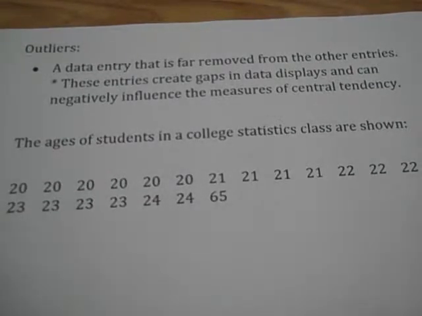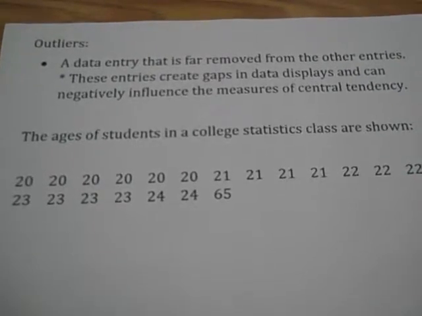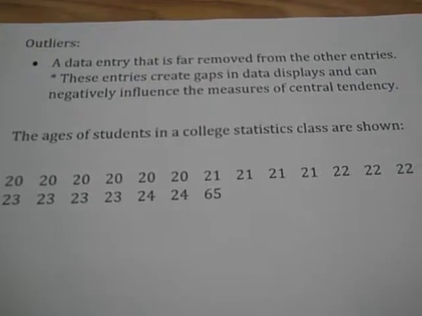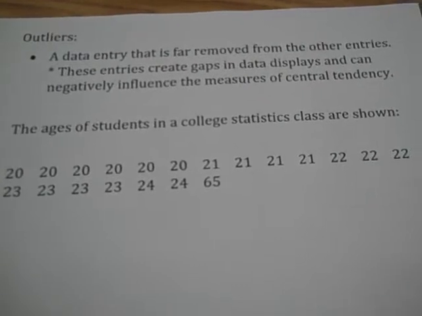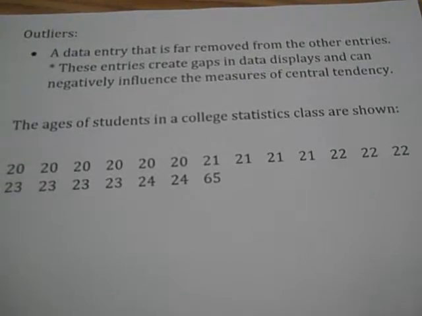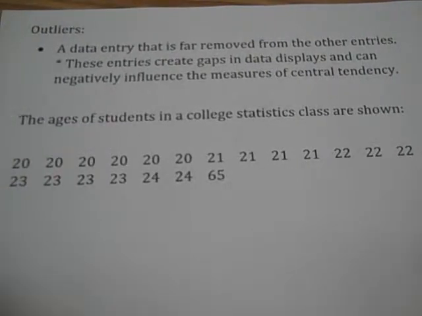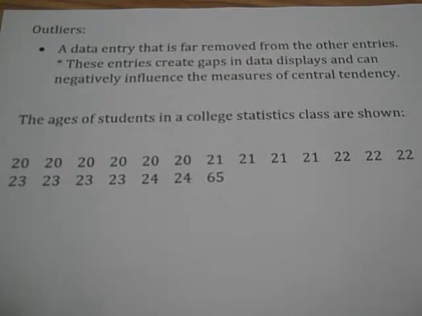So something that happens when we collect data sometimes is that we get these things called outliers, and they're data entries that are not really representative of all the rest of the information. They tend to have an effect on where the center of the data lies. It has the greatest effect on the mean.